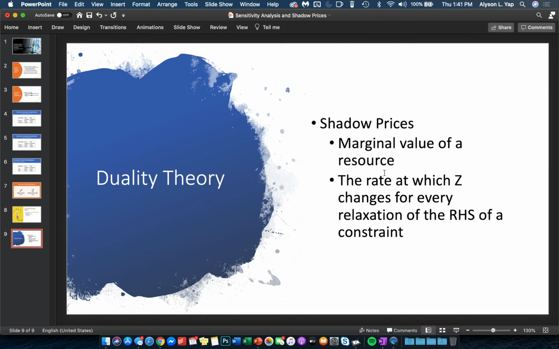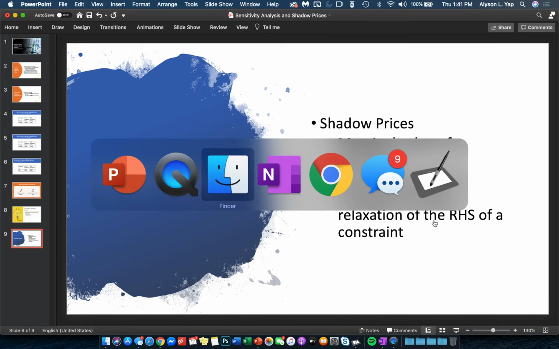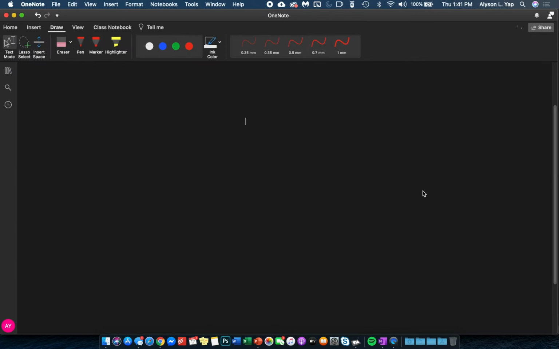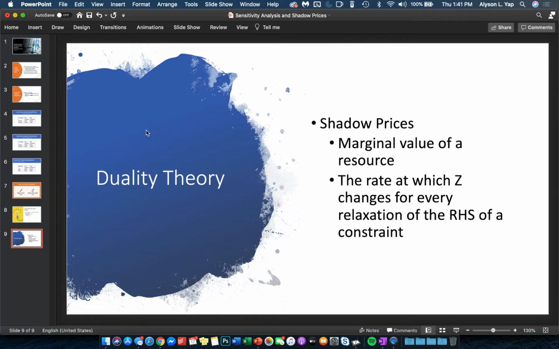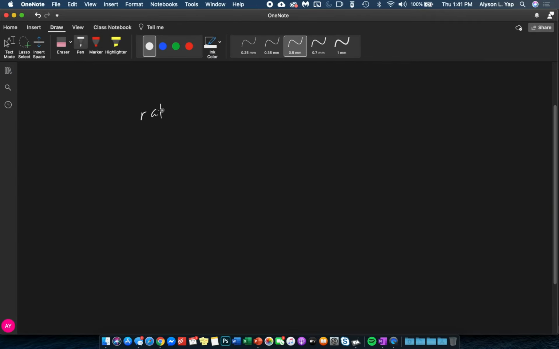Now, let's take a look at this definition. It is the rate at which z changes for every relaxation of the right-hand side of a constraint. What I'd like to do is to write the definition here. So it's the rate at which z changes.